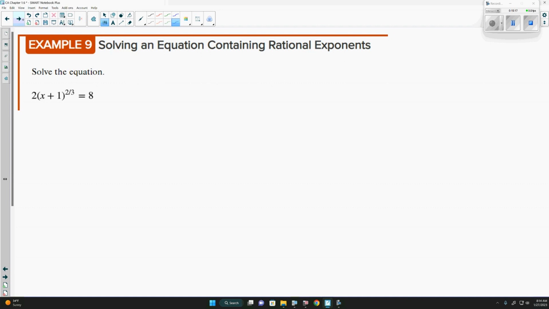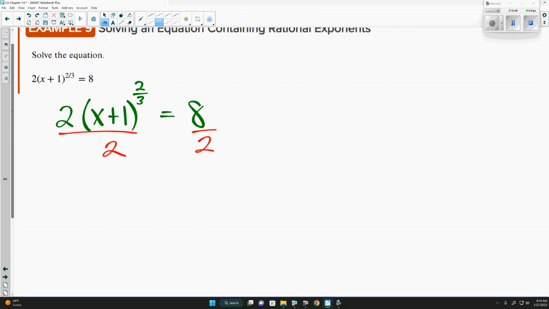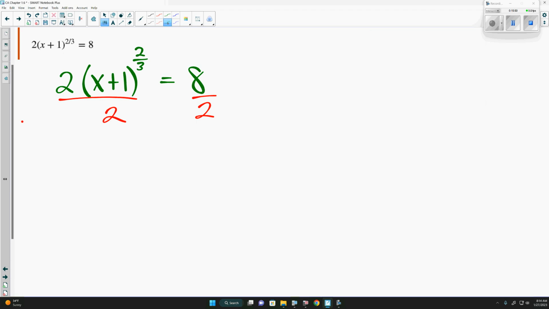Now, I do want to look at this one here so we've seen it and know how this works. So we have 2 times x plus 1 to the 2/3 is equal to 8. Whenever we have a set of parentheses, and the variable is only contained in the parentheses, and there are no variables outside of it, get those parentheses by themselves. Get that by itself. Because we can divide both sides by 2. Which will tell us that x plus 1 to the 2/3 is equal to 4.